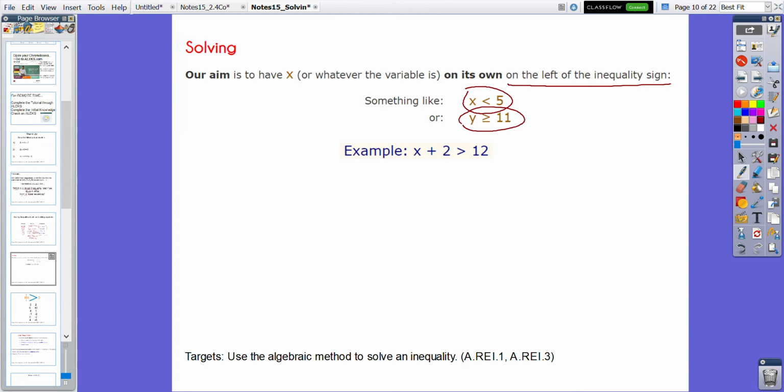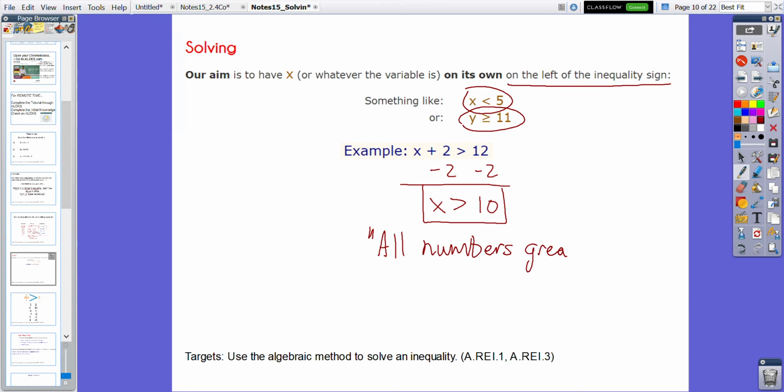For example, when we solve an inequality like x plus 2 is greater than 12, we solve it just like an equation and make sure the variable is on the left side. We subtract 2 from both sides, and we end up with x is greater than 10. But saying x is greater than 10 doesn't really tell us what x is. So we can translate this to become all numbers greater than 10, which gives us a little more context.